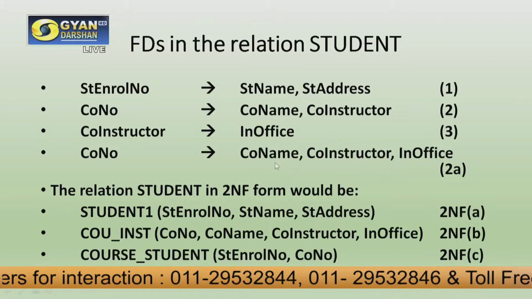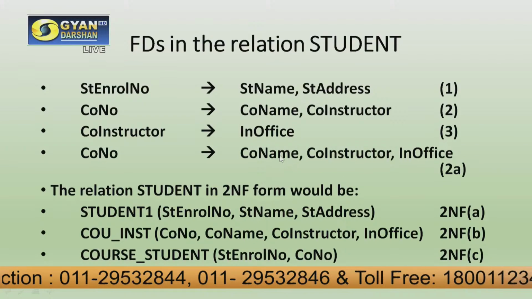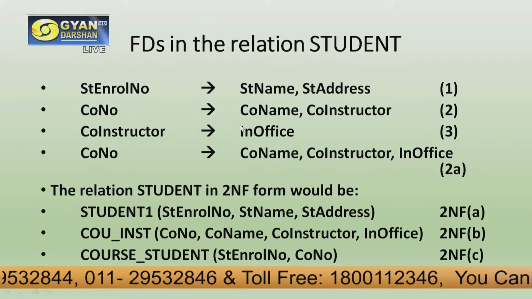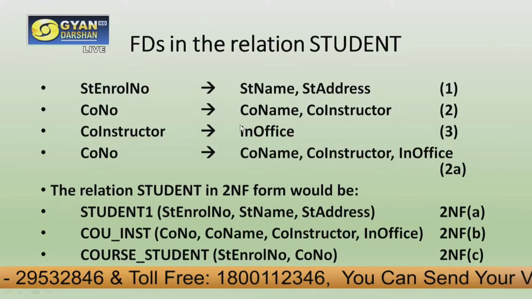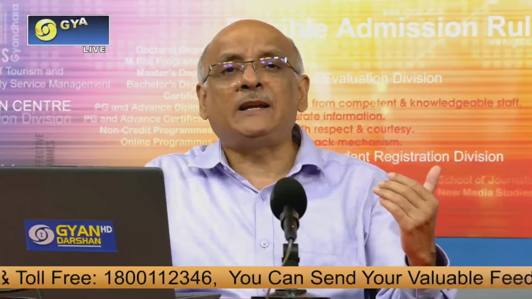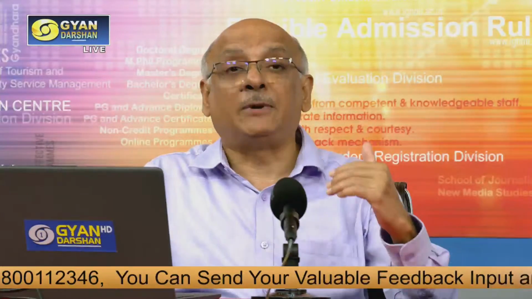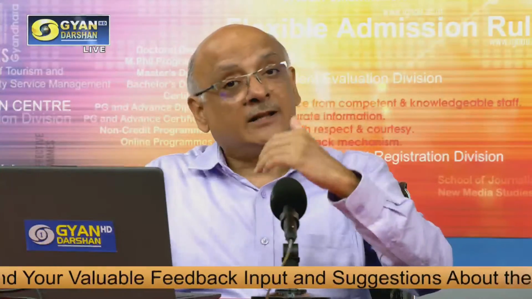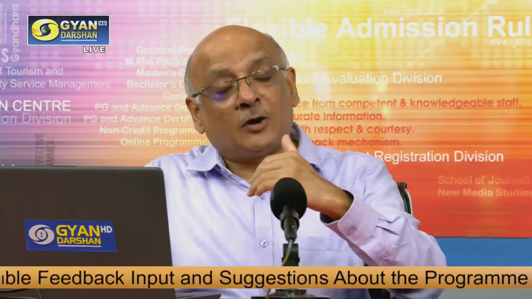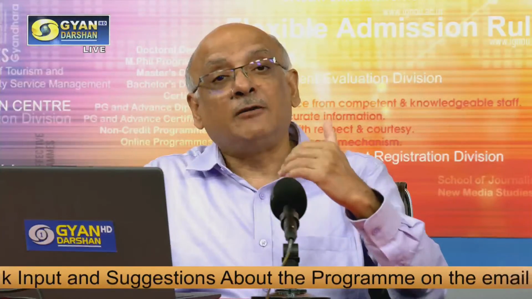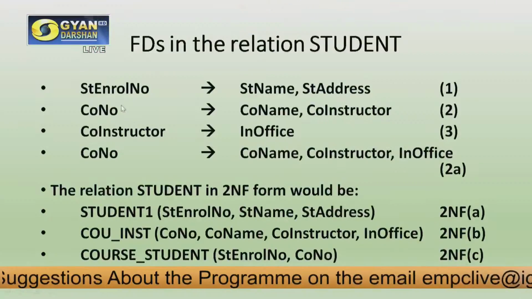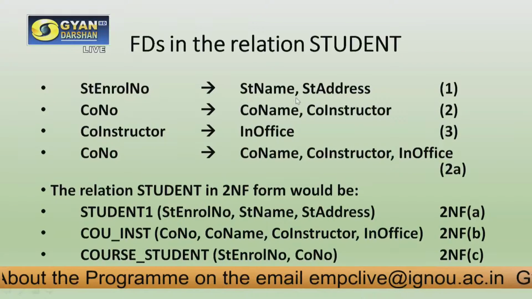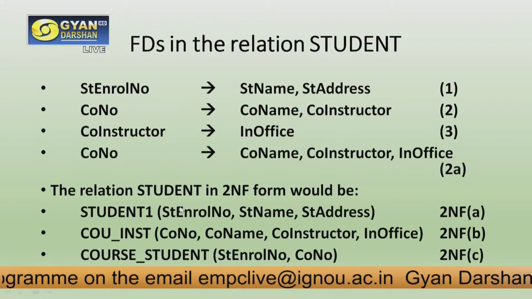Okay, so the next thing is we would like to decompose, and decomposition cannot be at random. Decomposition has to be based on these functional dependencies which I showed you in the diagram, as well as the way we represent the functional dependencies. So look into the first dependency, how we are going to decompose this whole relation.